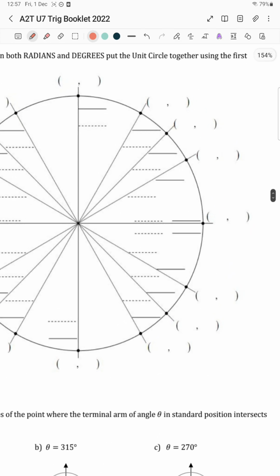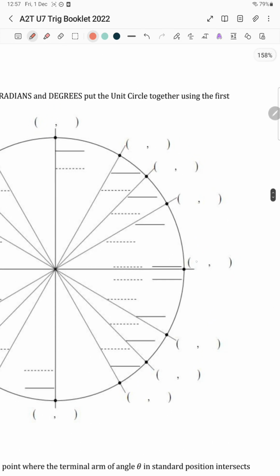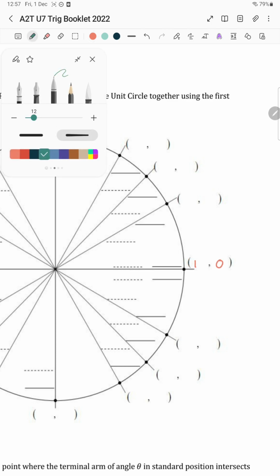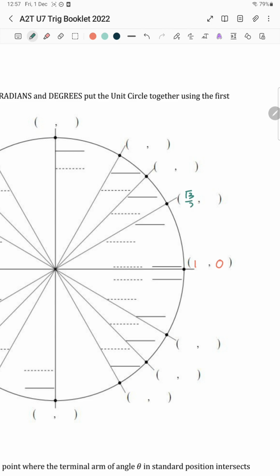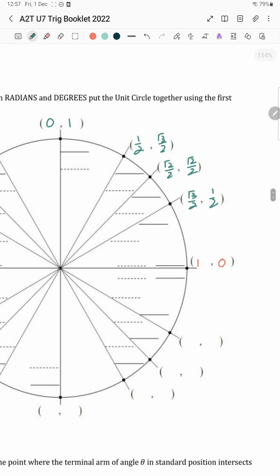So we know, we have memorized it, it's 1, 0, it's square root 3 by 2 and 1 by 2, it's 1 by 2 and square root 3 by 2, and it's square root 2 by 2 and square root 2 by 2 because it's 45 degrees, and it's 0, 1. We have memorized up to 90.